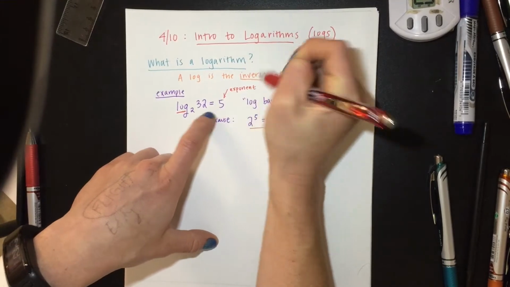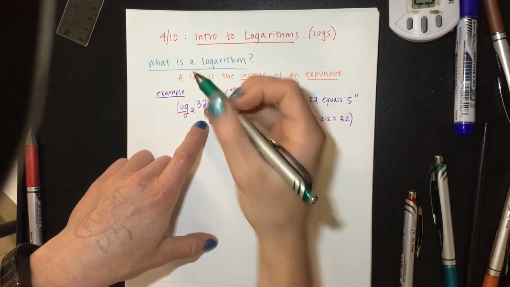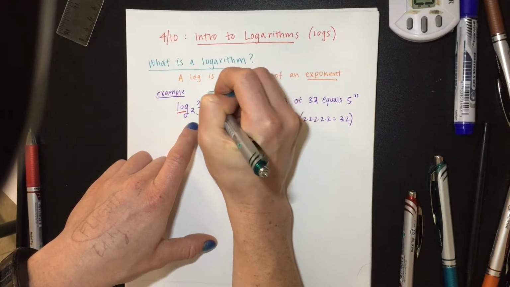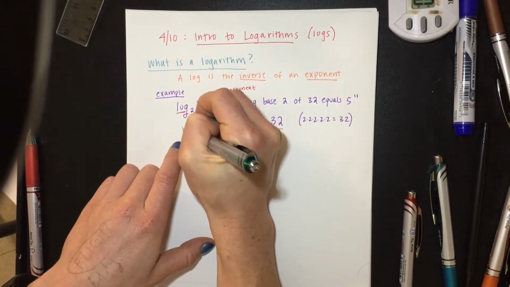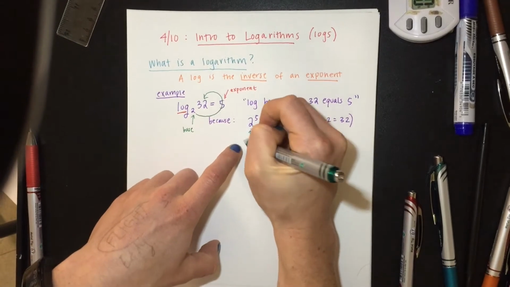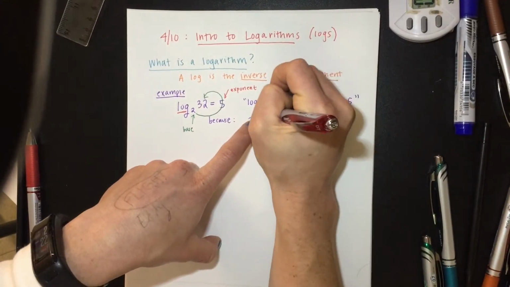This is always the exponent. Something I like to do is I always draw in this little swirl like this. 2 to the 5 equals this. This number is your base. This number is your exponent. See here? Base and exponent.